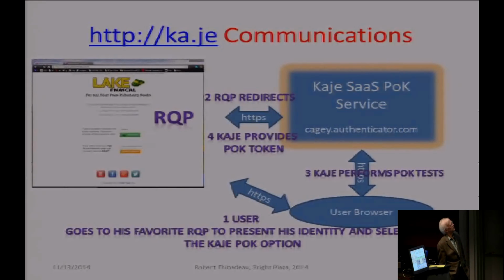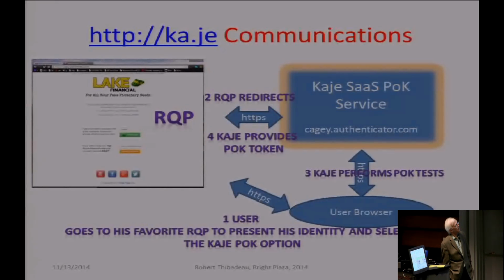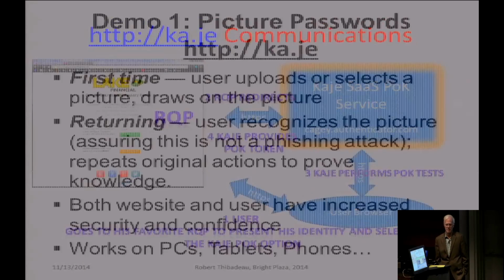This is pretty much what I just described. The user goes to his favorite RQP to present his identity, his username. It's the KAJE POC option. The RQP redirects to KAJE. The KAJE performs the POC tests. And then the KAJE provides the POC token back. And another interesting feature of this thing is what you wind up being able to return to the RQP if there's perfect privacy.